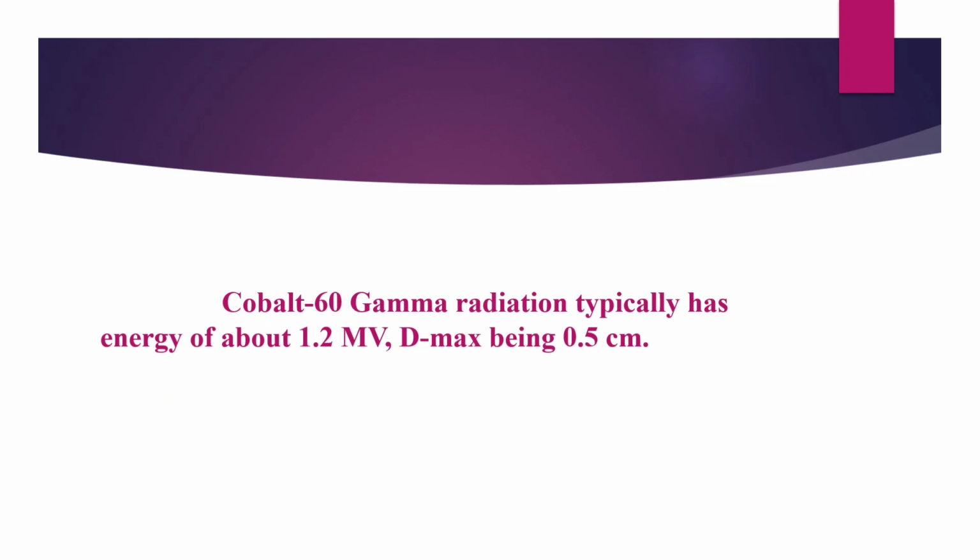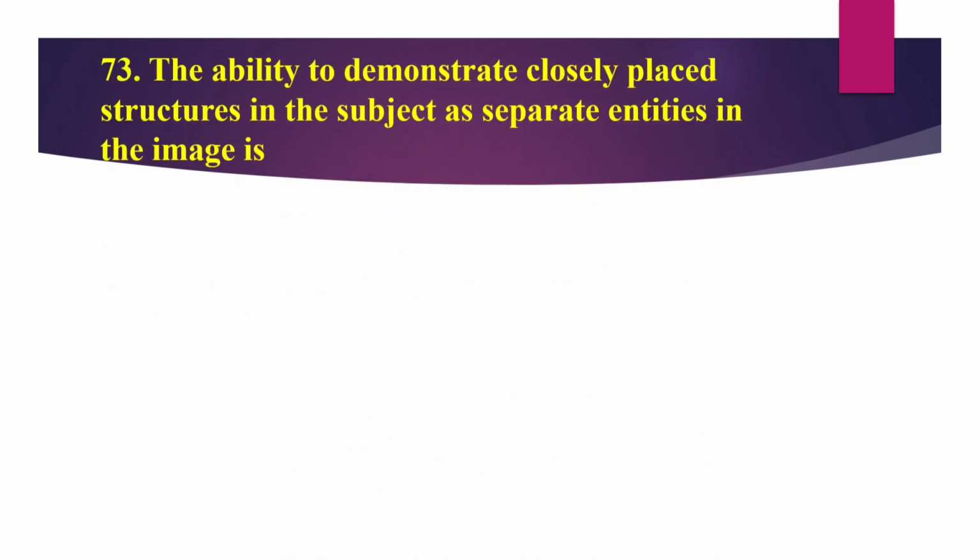Cobalt-60 gamma radiation typically has an energy of about 1.2 MV, megavolt, and a Dmax of 0.5 centimeter. Moving on to the next question, question number 73.